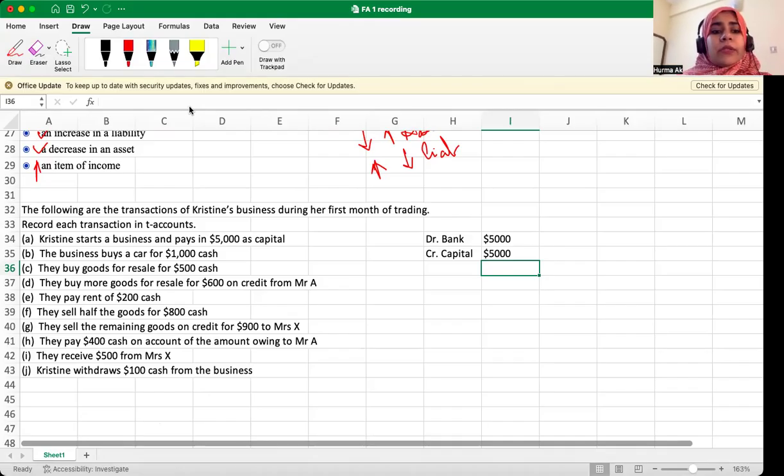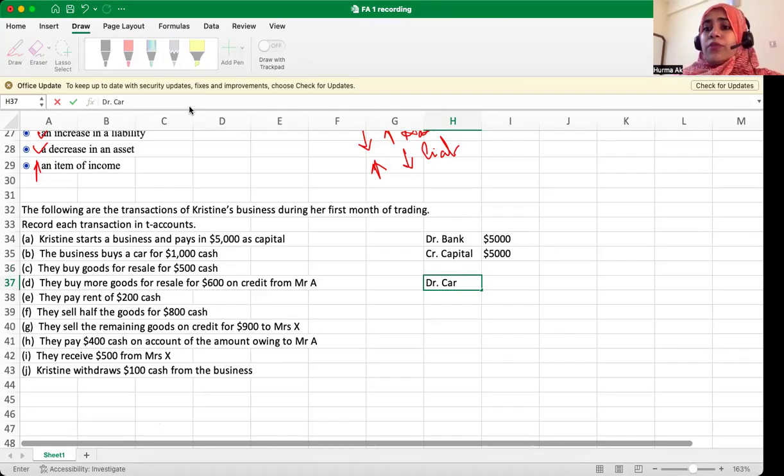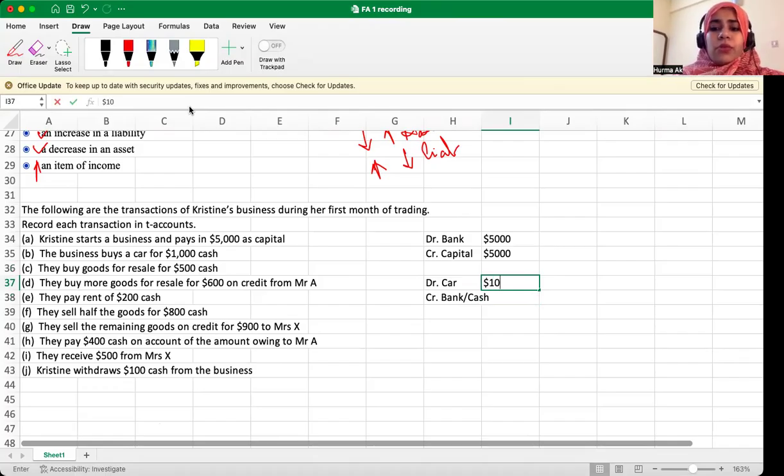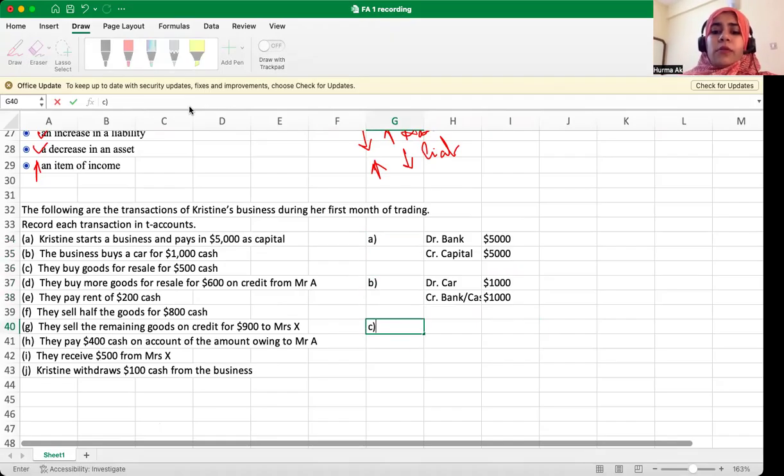So the next example is the business buys a car for 1,000 rupees cash. Now the car is going to be an asset. You can write it as car or as a capital asset. You debit that, so you debit the increase in the asset. And what is getting reduced? My cash or bank, whatever you say. $1,000. So this is my A and this is my B. I'm just making it a little presentable so I don't confuse y'all.